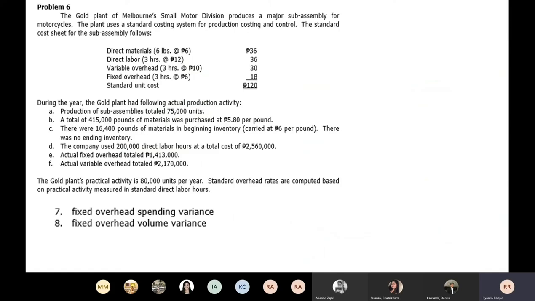Okay. So, fixed overhead spending variance. Fixed spending variance. S pa rin yan. So, actual and BAA pa rin yung gagamitin natin. Spending pa rin eh. SEV. So, ano nga lang sa actual FOH? Ito naman ay FOH rate. Ano yung imumultiply natin? BAA, tas fixed to. Multiply natin, hindi AH, kundi normal capacity.